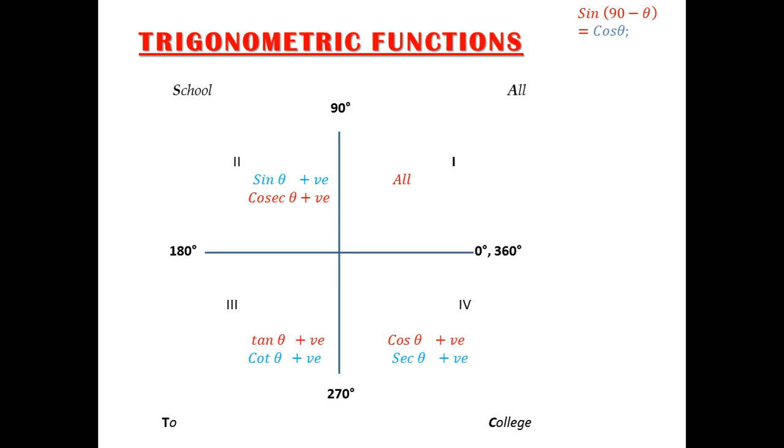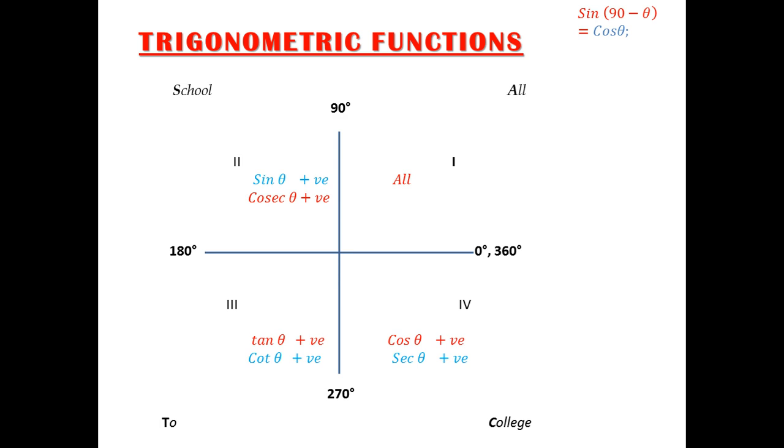Let me introduce that concept. On 0 and 180, we do not change sine into cos, cos into sine. But on 90 and 270, we change sine to cos and cos to sine, tan to cot, cot to tan, secant to cosecant, cosecant to secant. We take a lot of examples. 90 and 270 lie on the vertical line.